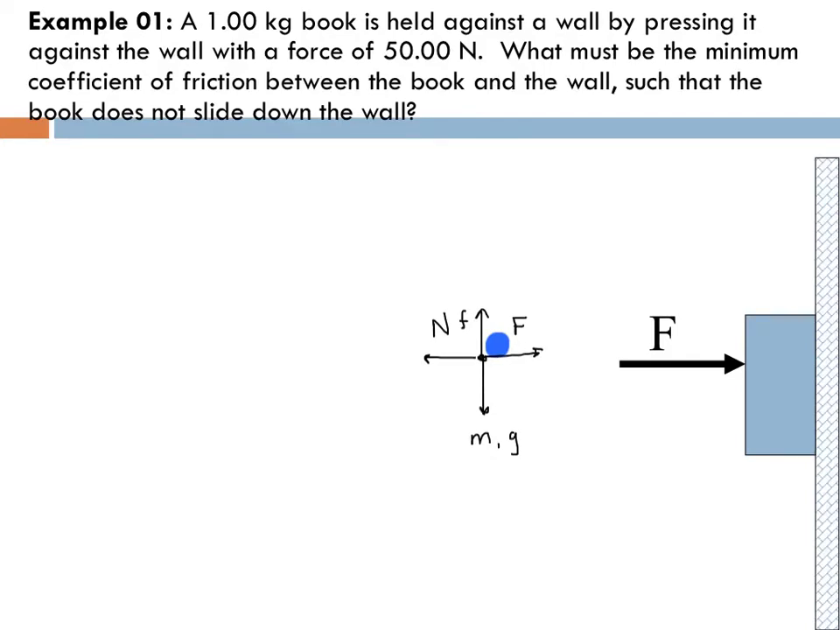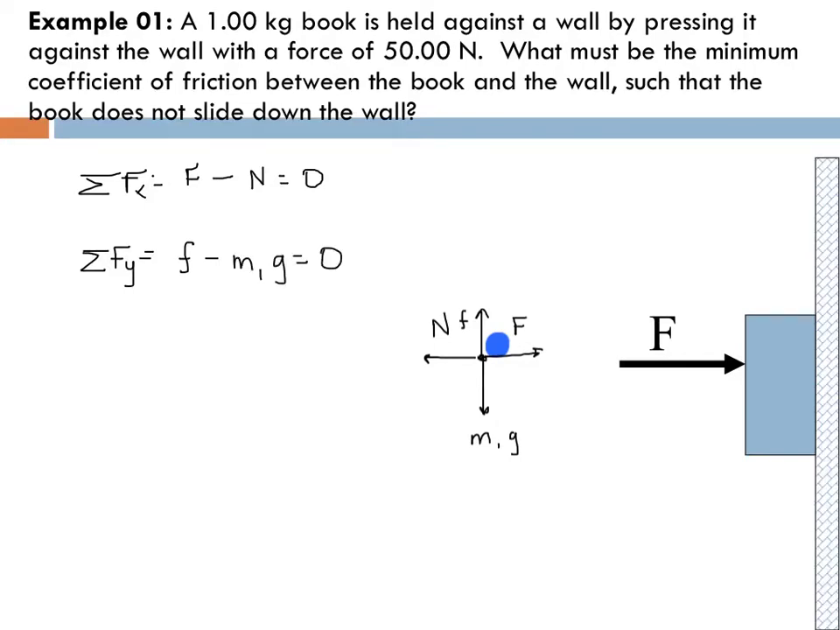So then we write our sum of the forces for both directions. So in the x, I have my force applied minus my normal force is equal to 0. Because again, my object is at rest, or I want it to be at rest. The sum of the forces in the y direction give me friction minus m1g, again, is equal to 0.